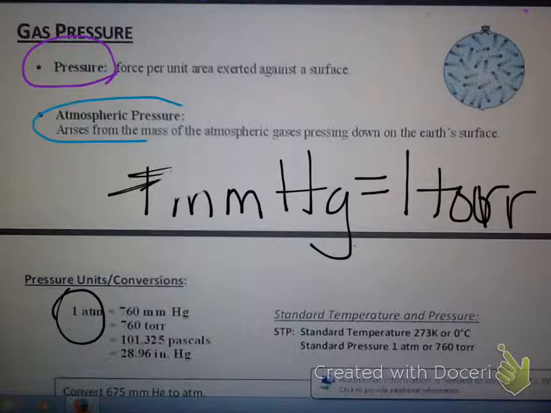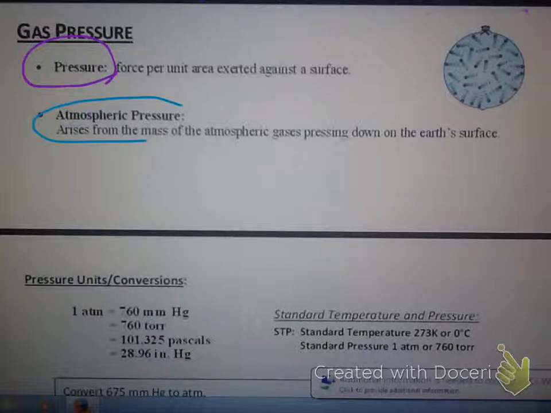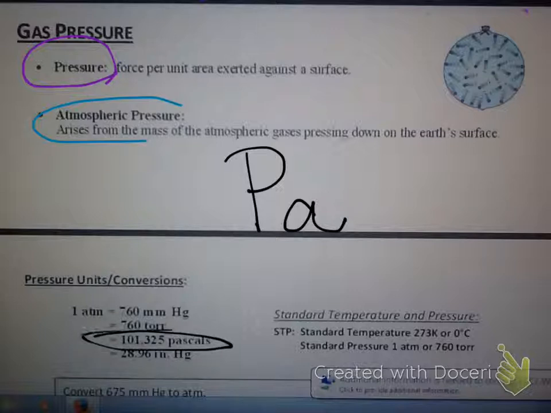Okay? So we have different pressure units that we can use. You've probably heard of things like PSI, pounds per square inch. There's also something called the Pascal. A Pascal is Pa. That's the unit that's used for Pascal. And 1 atmosphere is 101,325 pascals. So we have several different units that we can use for discussing pressure.